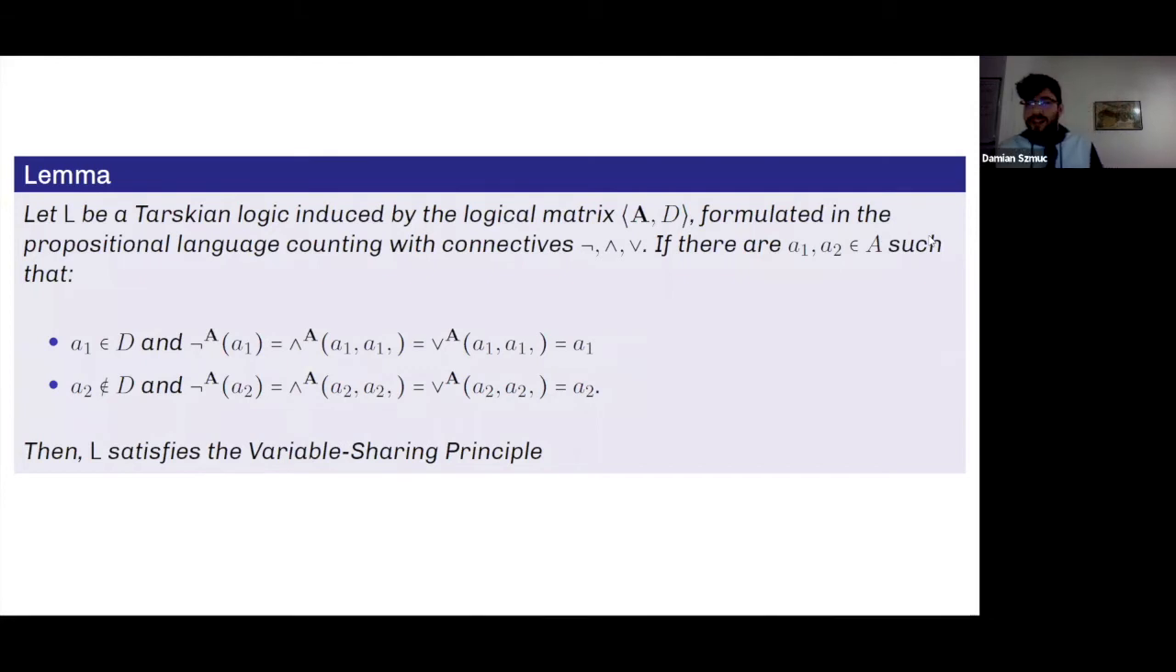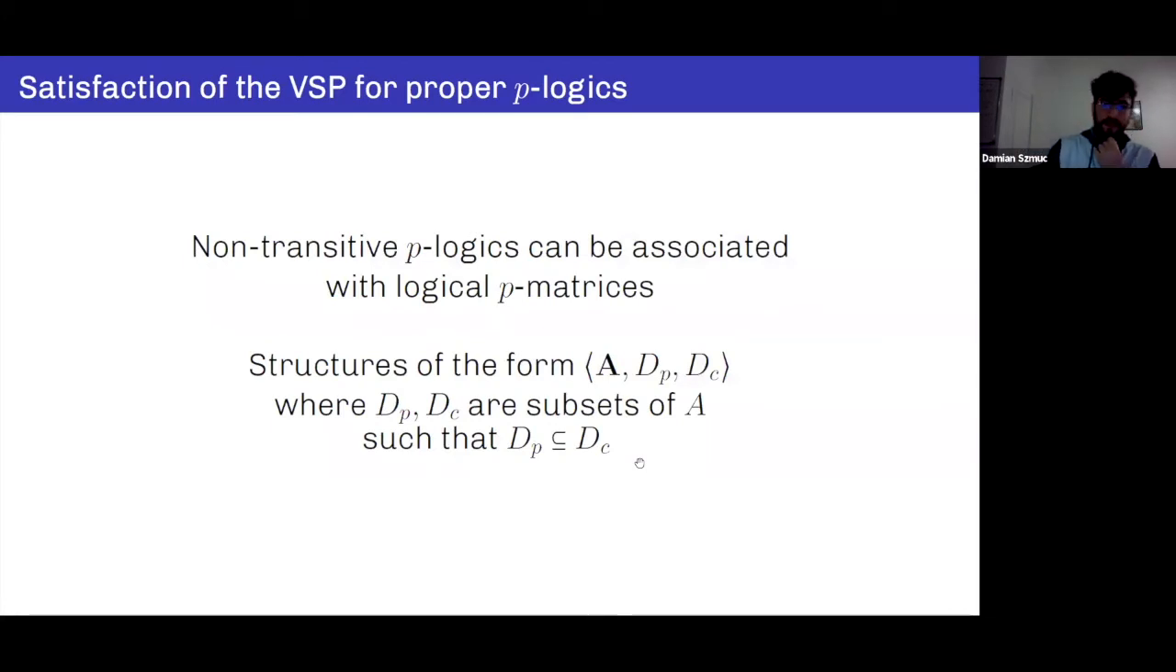which say basically that if the Tarski logic is induced by a logical matrix, here an algebra and here a set of designated elements, and basically, you know, the logic has negation, conjunction, disjunction. If you have a value which is designated and also is a fixed point for all operations, and you have a value which is undesignated and is also a fixed point for all operations, then the logic satisfies the variable sharing property, right? So how do we translate this for P-logics? Because we are going to aim at P-logics, right?